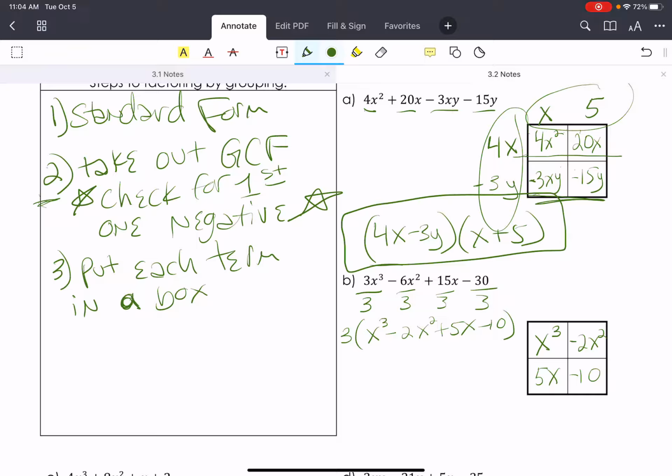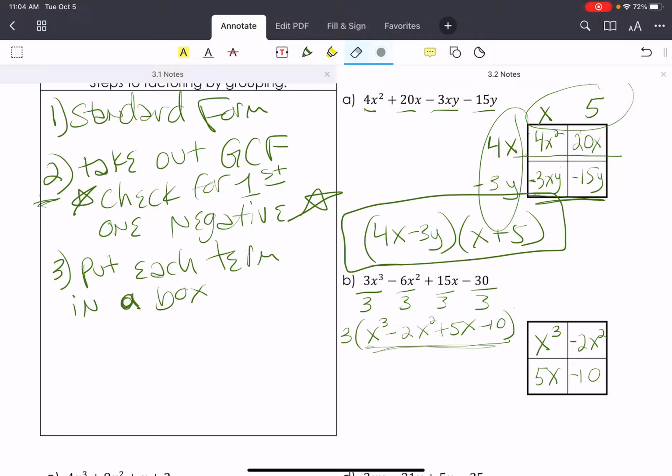Wait, what happened to the 6? Good. So do you see how at the very beginning, all of these were divisible by 3? So I had to take them out. So this is what I put into my box. So I got the 2 from doing 6 over 3. Good question. What else? Any other questions? No. Is that it? No. And I got to figure out my parentheses.